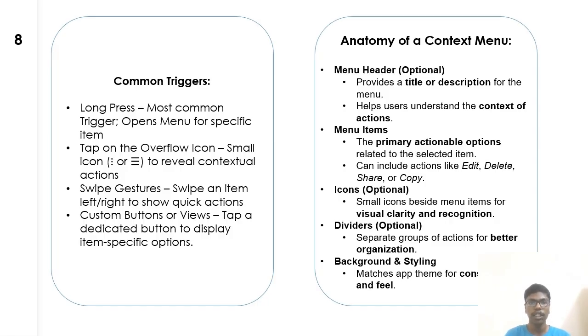Small icons beside menu items improve visual clarity and help with recognition. Dividers are also optional and can be used to separate groups of actions for better organization. Finally, the background and styling should match your app theme for a consistent look and feel throughout the application. Understanding these components helps you design context menus that are both functional and aesthetically pleasing. Theory is important, but let's see a practical example to tie everything together.